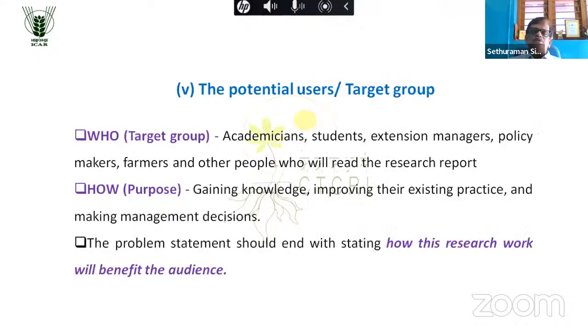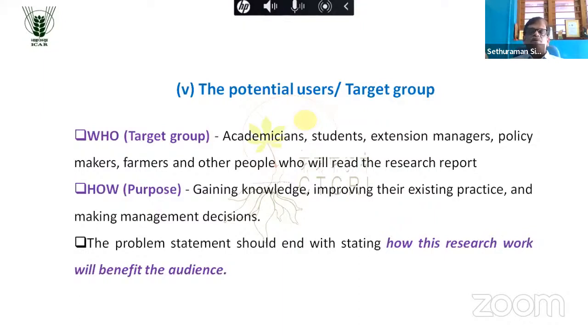And finally, you have to say that my research findings will be helping these people, the target group. You can simply say that as a part of my research work, the adoption level of the variety will be identified. So this is going to help the university to justify the investment made in the development of the variety, or else this research will help in gaining knowledge.